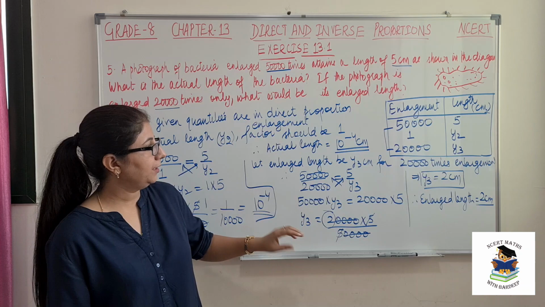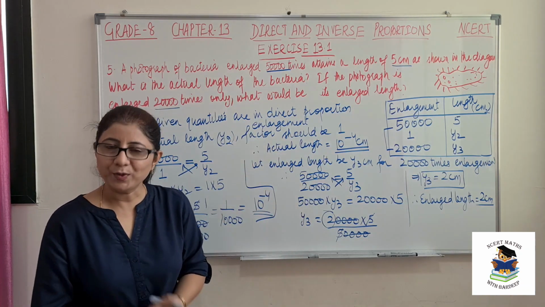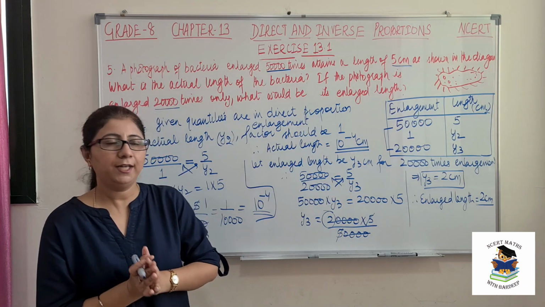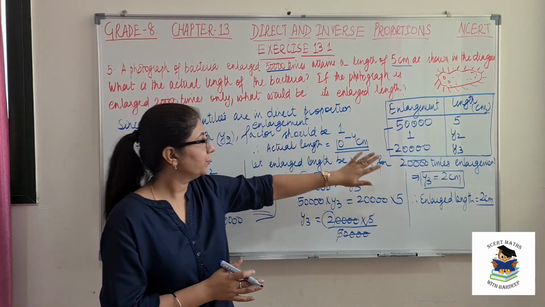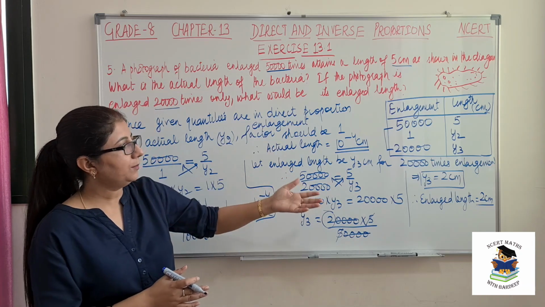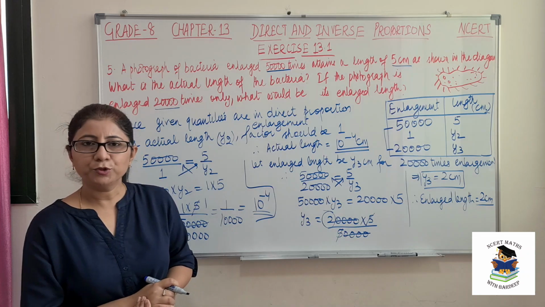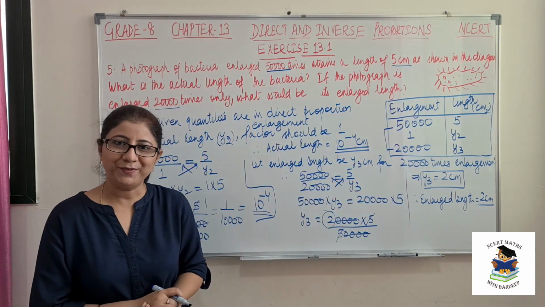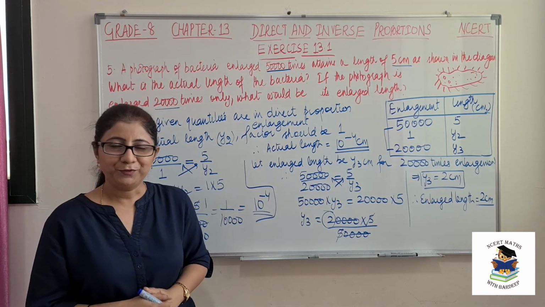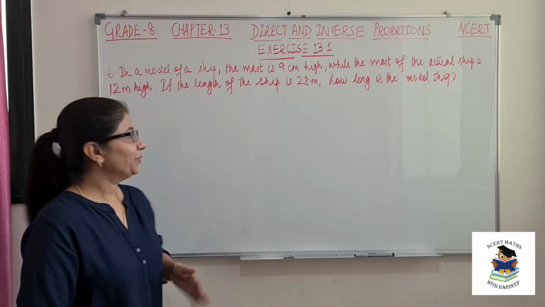So what we have done is, first for the actual length we have taken the factor as 1, applied the formula for direct proportion, and we got this as 10 raised to power minus 4 centimeter. Second time again enlargement factor is given, so we will apply our direct proportion formula on these two values and find our required value. So this is our question number 5. Now let's move on to the next question. So let's see our sixth question.